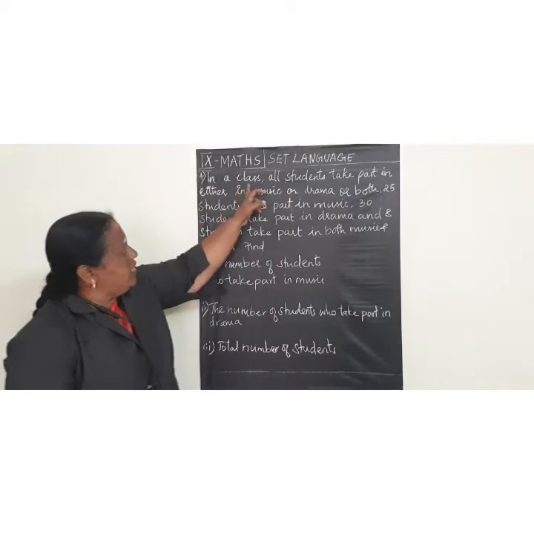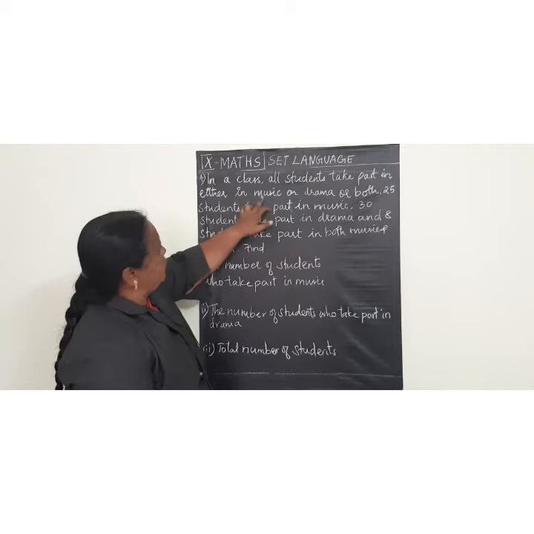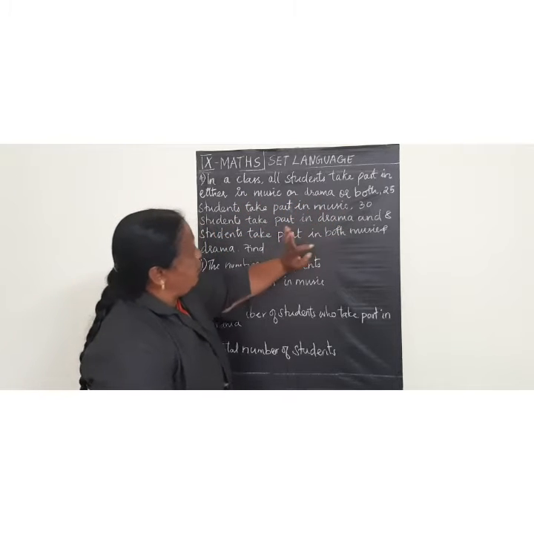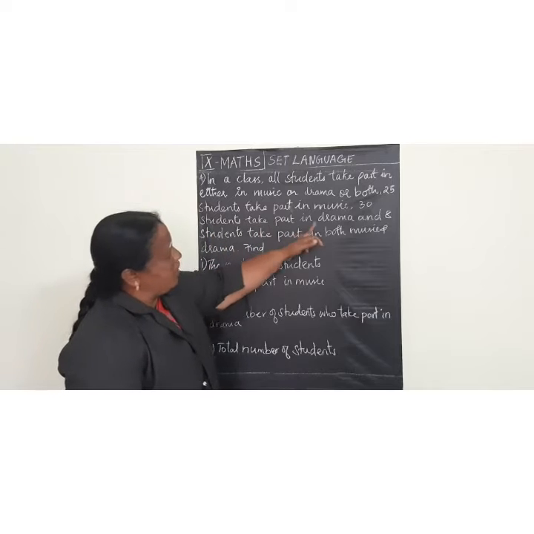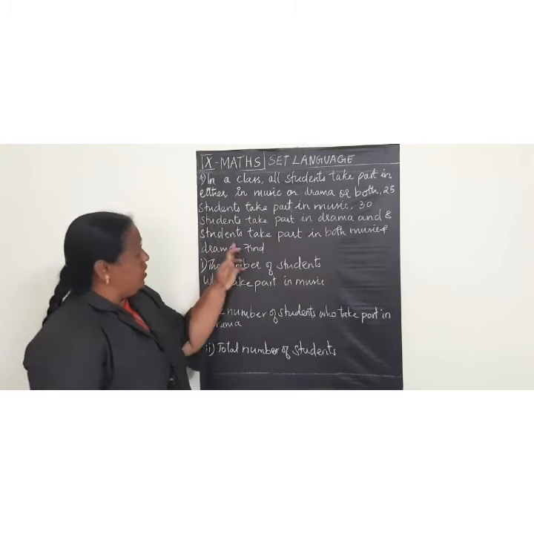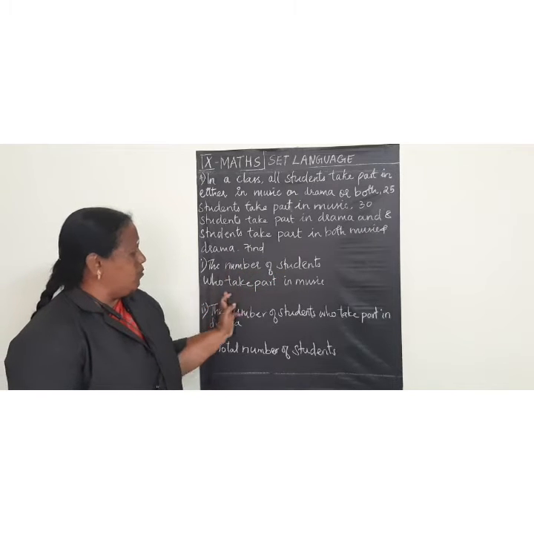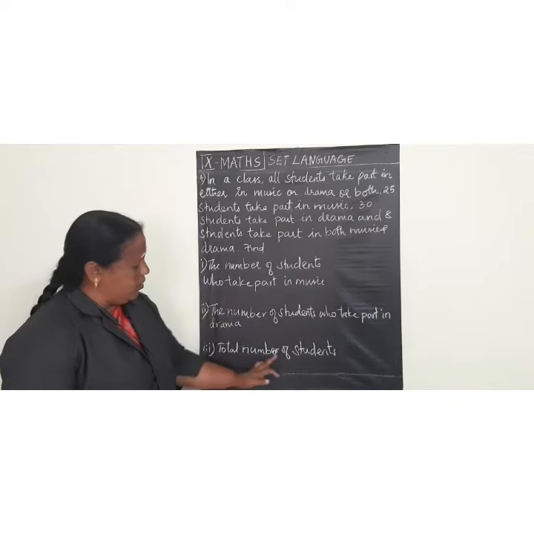Next sum. In a class, all students take part in either music or drama or both. 25 students take part in music, 30 students take part in drama, and 8 students take part in both music and drama. Find the number of students who take part in music, the number of students who take part in drama, and the total number of students.